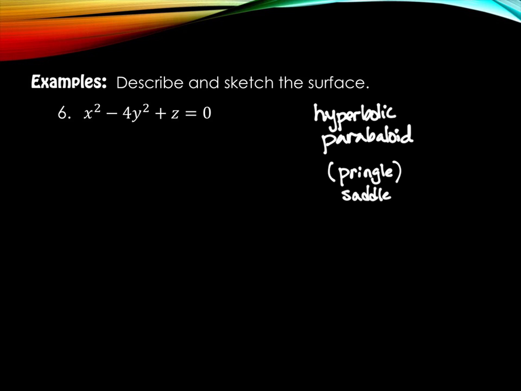Let's get it into standard form. Standard form also does not have a 4 in front of the y squared, so we're going to do exactly like we did in the last problem, where we divide everything by 4.